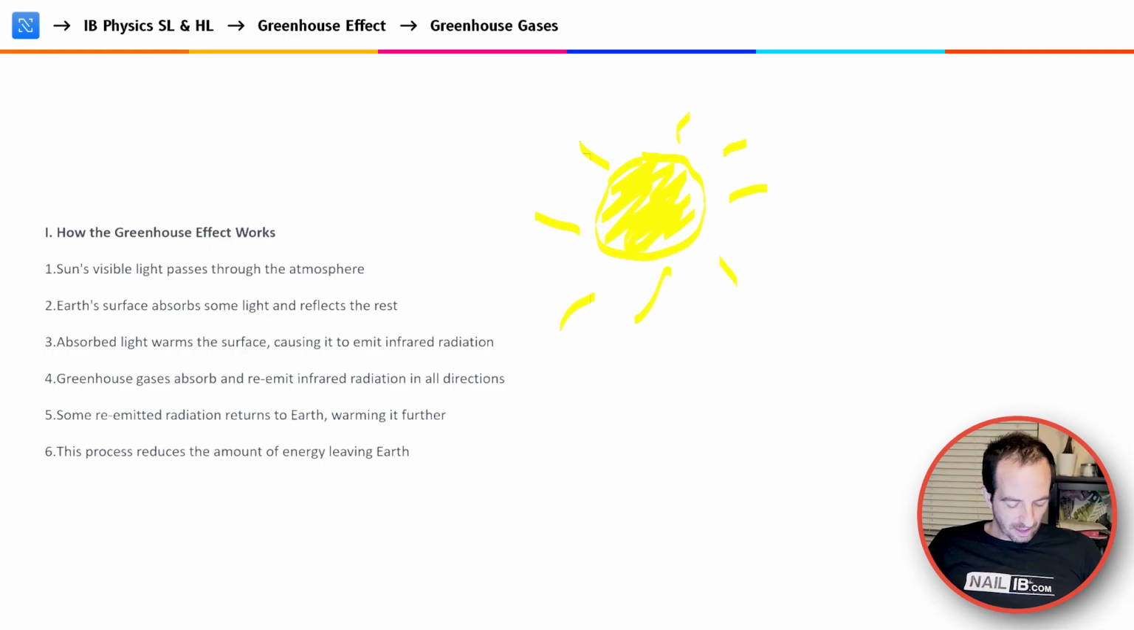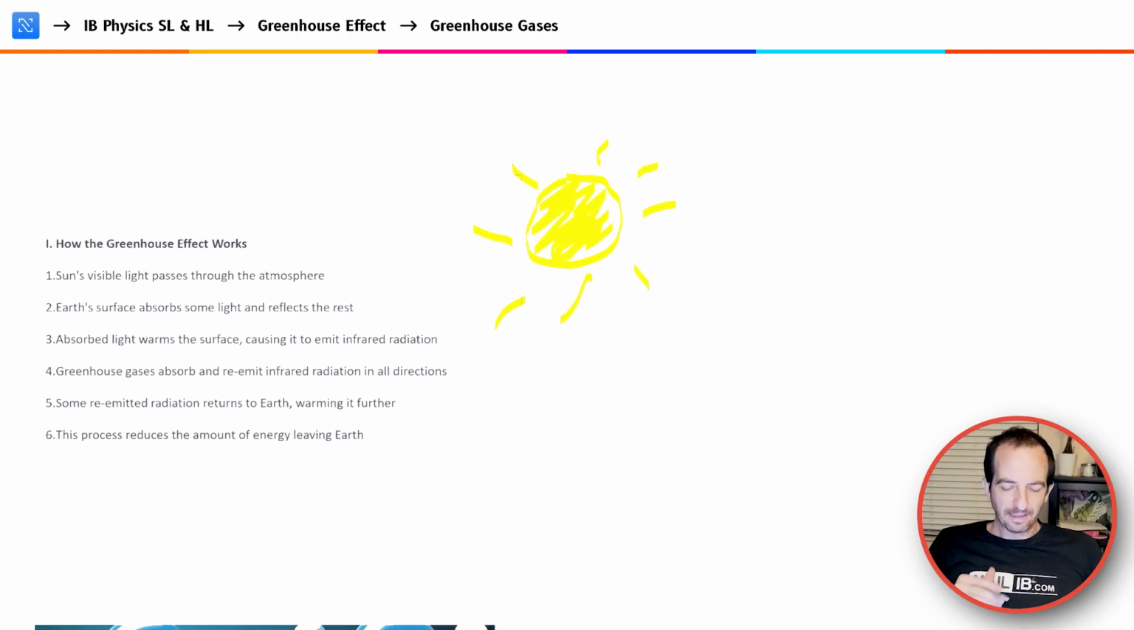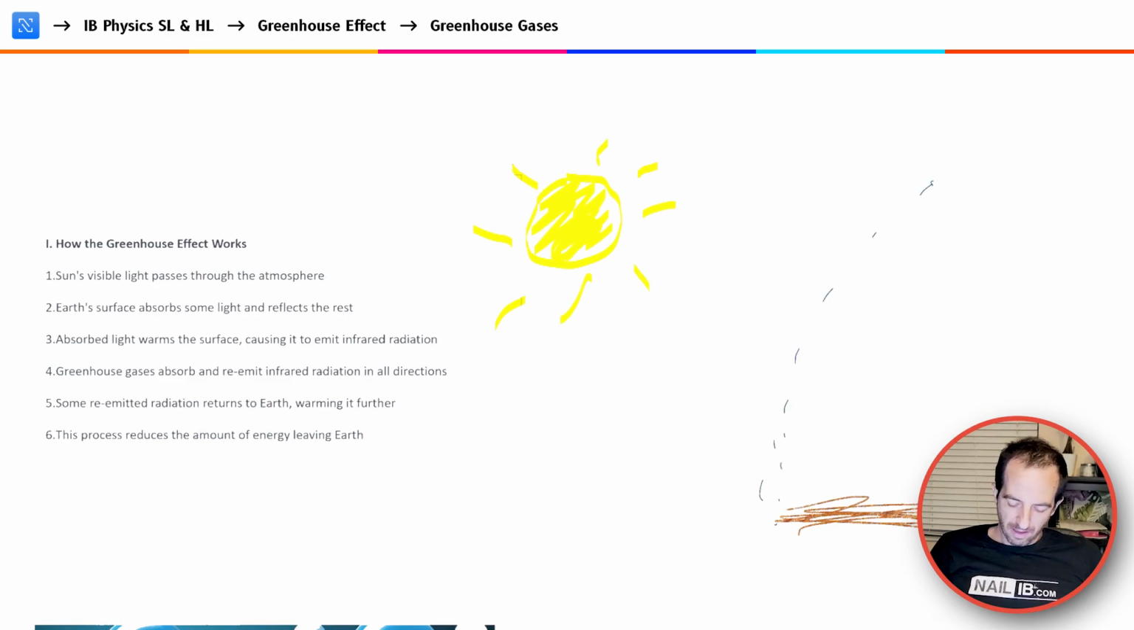I have a little sun here for illustration. Let's see if we can get a visual of how this process is working. So we have the sun. They tell us that the sun's visible light passes through the Earth's atmosphere. So I could draw the Earth somewhere down here as the ground. We have the atmosphere somewhere like that. That's our atmosphere, we could imagine.